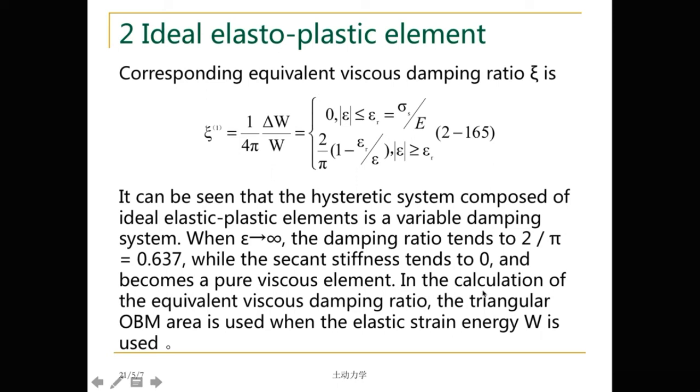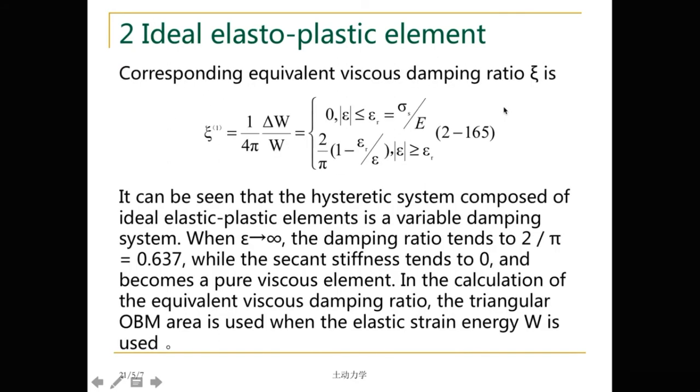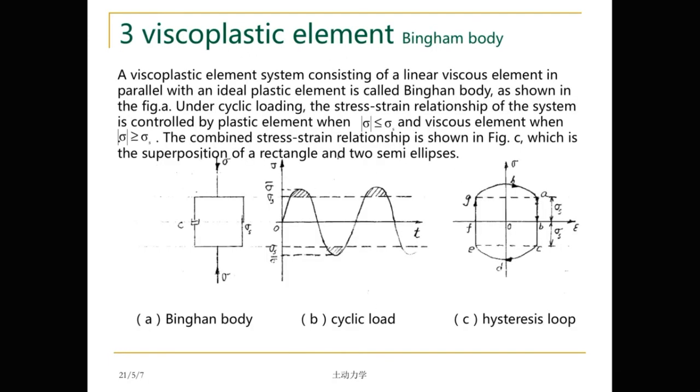In the calculation of the equivalent viscous damping ratio, the triangle OBM area is used as the elastic strain energy W. Here, the BOM triangle area is the maximum elastic strain energy.